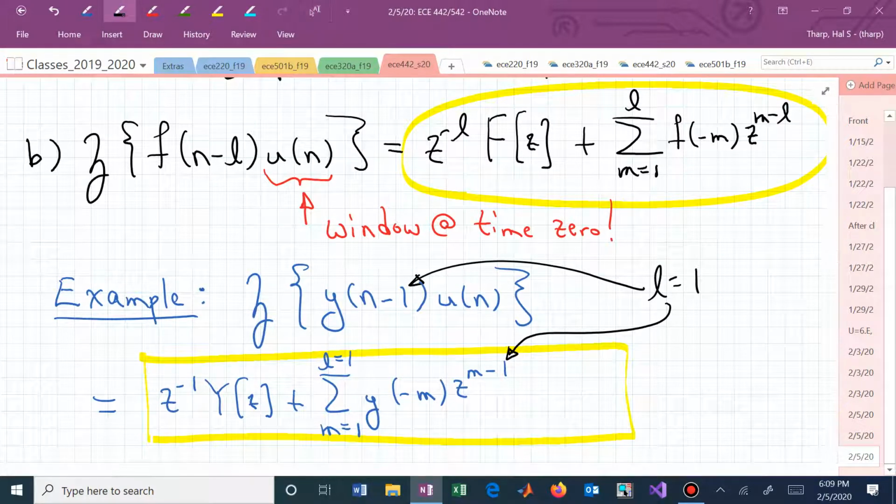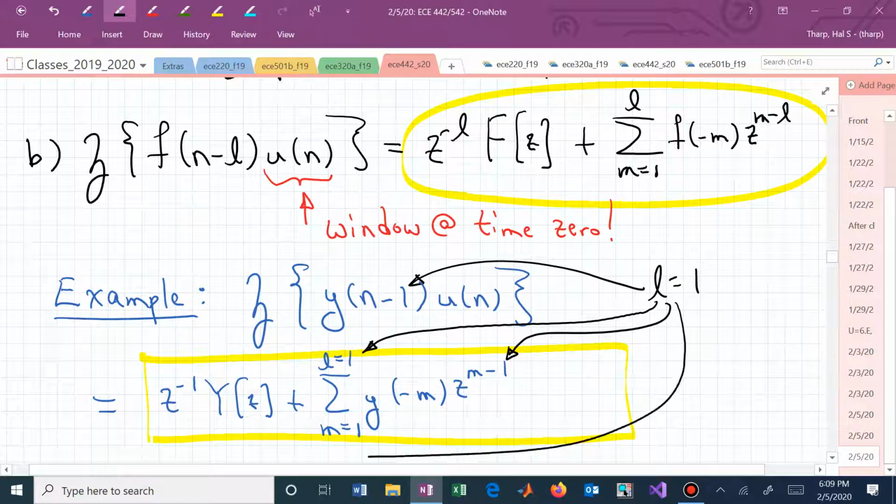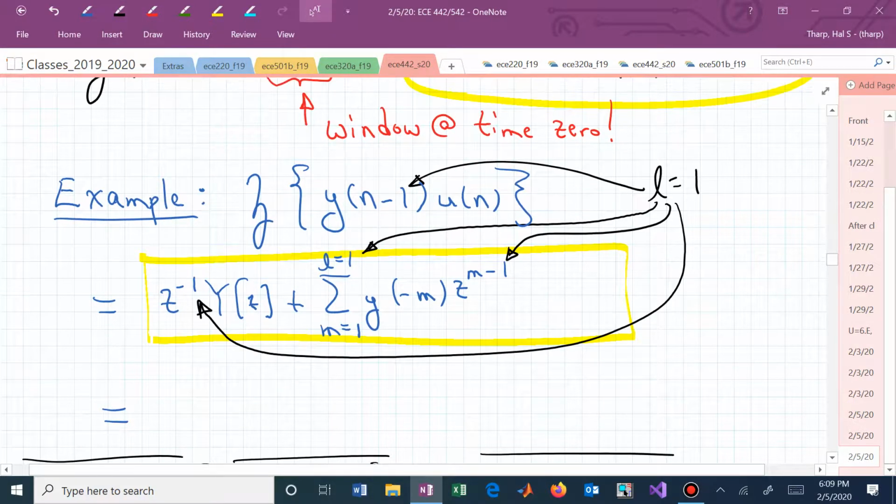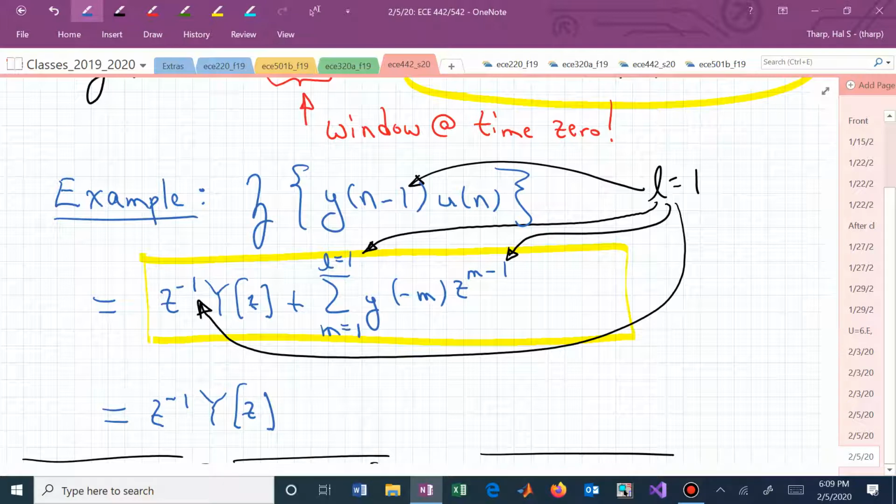This is now where L goes, and L also goes right there. How does this now reduce or clean up a little bit? Now we're summing from 1 to 1, so it better clean up. We're not going to have too much going on inside that sum. We have z to the minus 1 y of z, which we would have anticipated since we had a delay of 1, and that in the frequency domain corresponds to multiplication by z to the minus 1. That term seems good. Now what do we have?